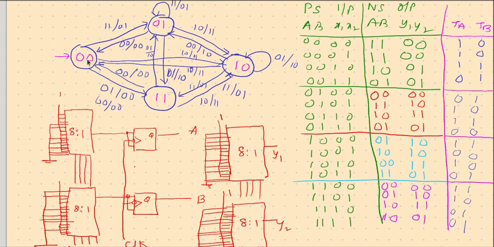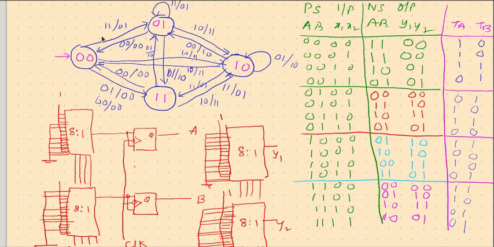Output depends on the state as well as input. So if you are in 00, if input is 11, output is 01. If input is 00, output is 00. If input is 01, output is 00. If input is 10, output is 01. So output depends on state as well as the input, so it is a Mealy machine.